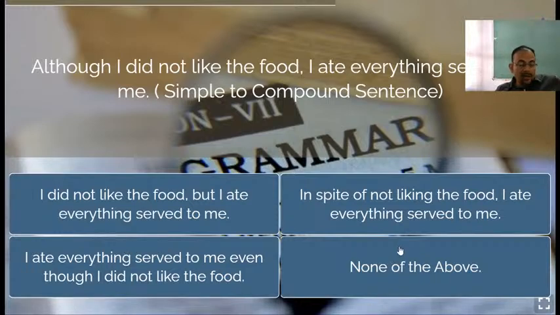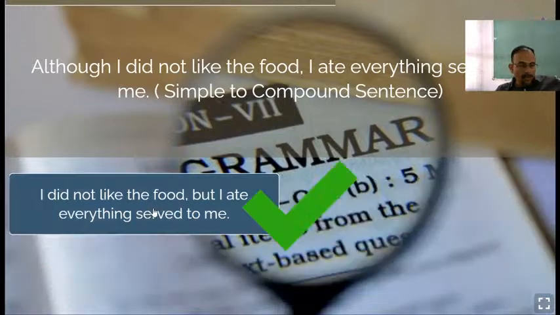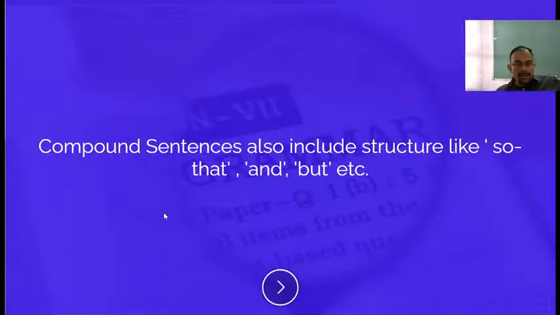None of the above cannot be the answer, as we have already got one of the options as our answer. Therefore none of the above cannot be correct. That is why, dear students, we shall go with option number one, right? So compound sentences also include structures like so, that, and, but, etc. So "that" can also be there as a connector, and, but, then, therefore, as I told you, right?